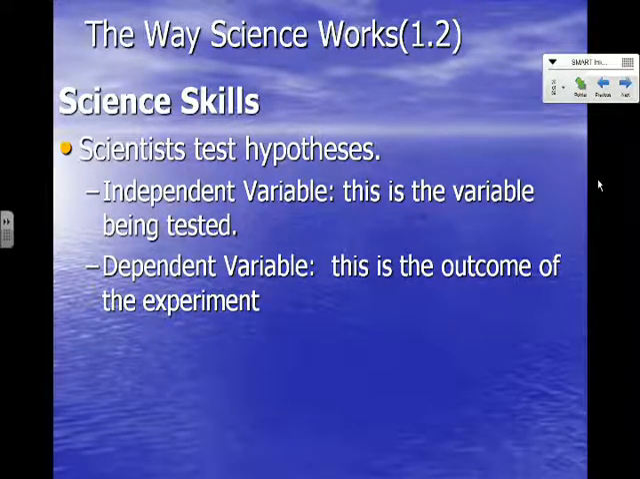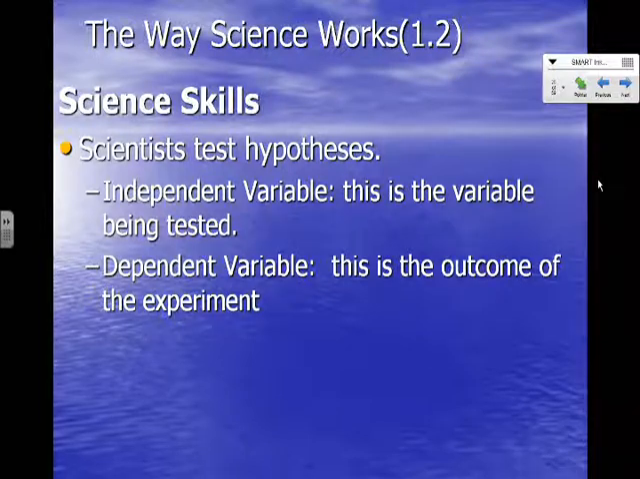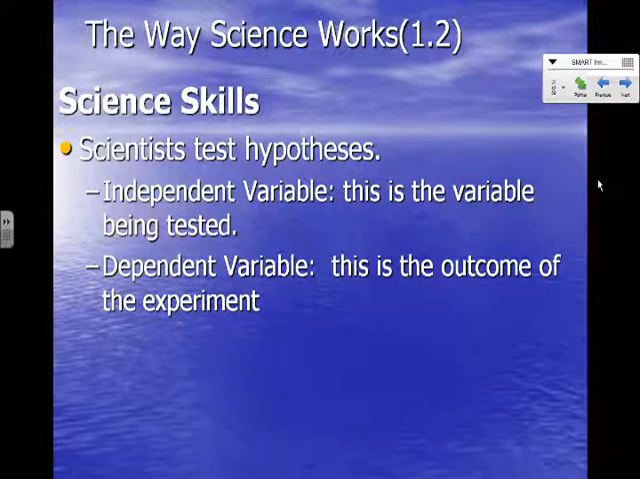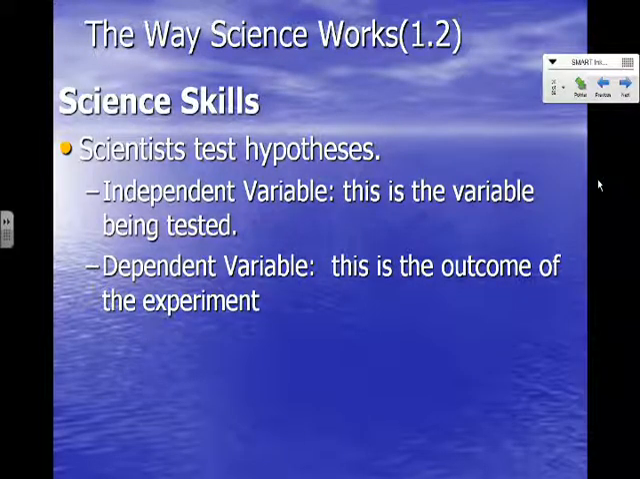Now, the dependent variable is the outcome of the experiment. So the dependent variable cannot be known at the beginning of the experiment like the independent can. The dependent variable can only be known at the end of the experiment. It's the outcome. It's a measurement. It's never an object. One of the things you need to jot down in your notes that I don't have a blank for is that the independent variable is going to be an object, something that you can touch or something that is tangible. The dependent variable is going to be a measurement or a result. It's not going to be an object. And that will help you differentiate those two.